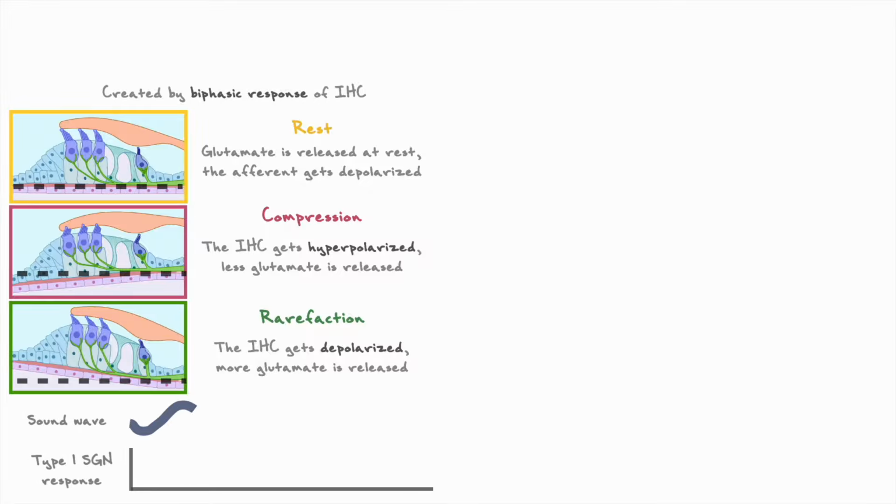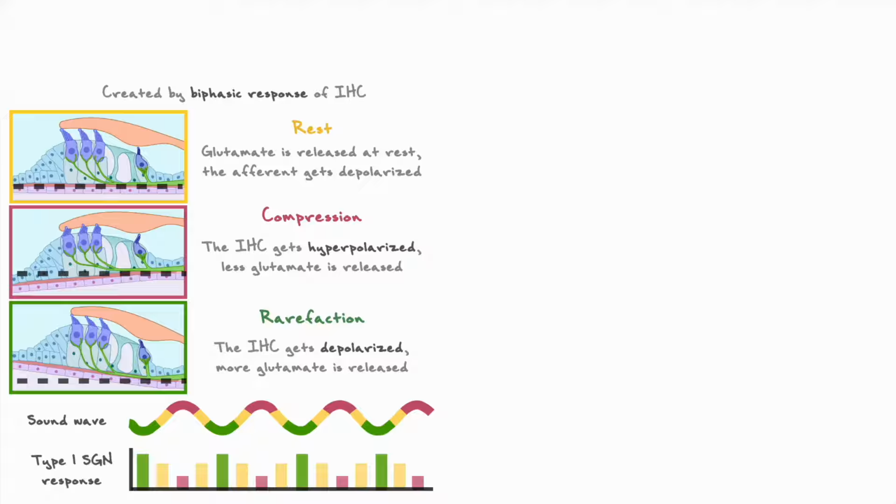Now, if we imagine the simplest sound wave and we think about the patterns of activity in type 1 SGNs, then logically, the activity of the afferent should follow the phases of the wave. When the sound is in a rarefaction phase, the activity of the afferent is highest, but as the sound progresses to a compression, the activity decreases. As such, the activity of the afferent can follow and encode the frequency of the sound throughout its firing activity.